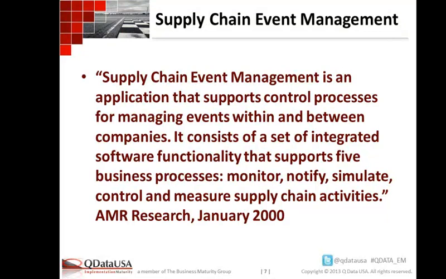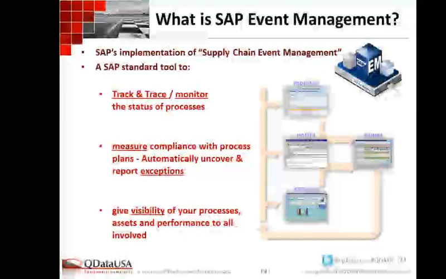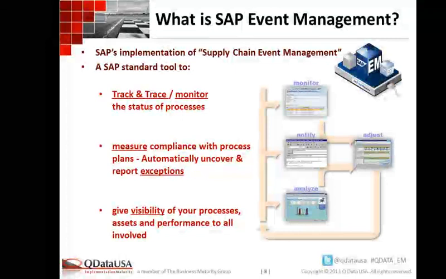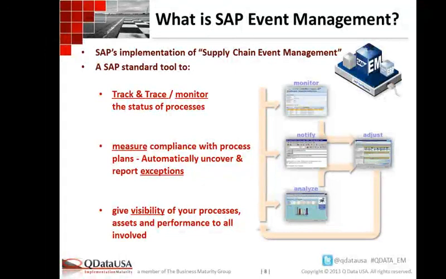It consists of a set of integrated software functionality that supports the 5 business processes: monitor, notify, simulate, control, and measure. So SAP was a big part of that effort to come up with where our issues in the supply chain are, and SAP's implementation of supply chain event management is a module that they released back in 2004, called SAP Event Management. It's basically a standard tool that folds in those 5 processes we just spoke about.